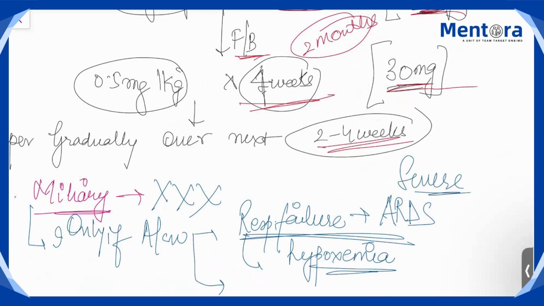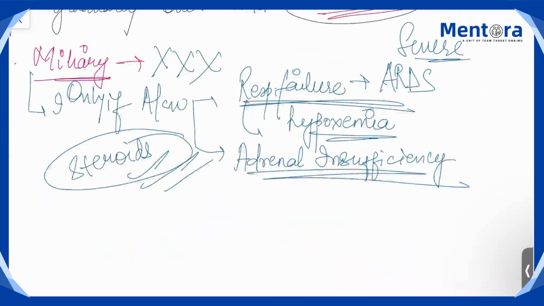And second, the most important indication of steroid in miliary or disseminated TB is adrenal insufficiency. If the patient is having, you measure serum cortisol levels and all, if the patient is having adrenal insufficiency, only these 2 cases, they require steroids. Otherwise, corticosteroids are not indicated in miliary tuberculosis.